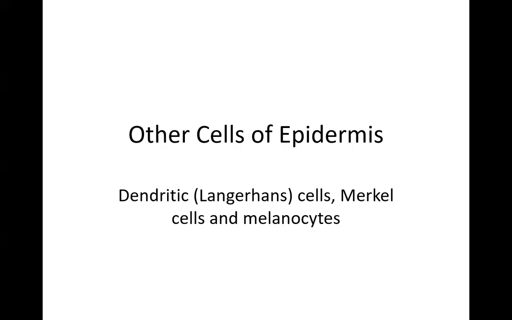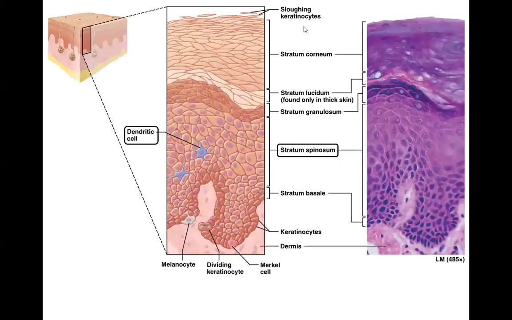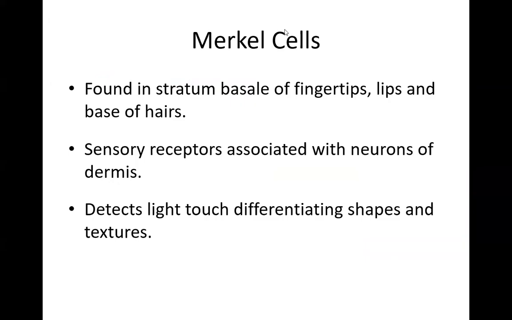The other cells of the epidermis are the dendritic Langerhans cells, Merkel cells, and melanocytes. The dendritic Langerhans cells are found in the stratum spinosum, the phagocytes of the immune system. And you see, this is the sloughing off of the keratinocytes. This is the stratum lucidum. And there's the stratum granulosum. And there's the stratum spinosum. Merkel cells. Merkel cells are found in the stratum basale of the fingertips, the lips, and the base of the hairs. These are the touch receptors.